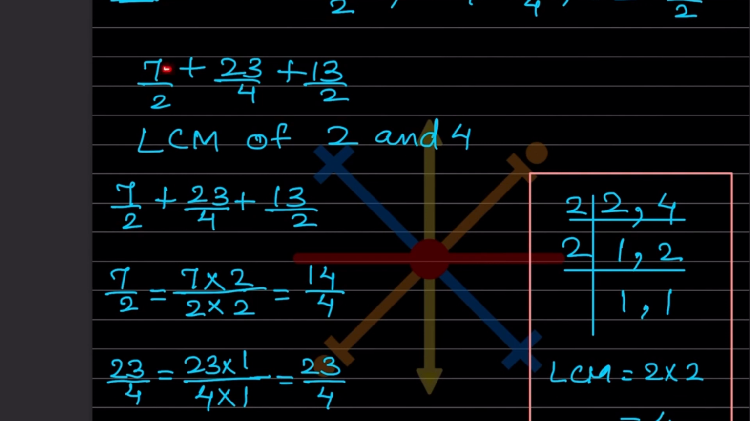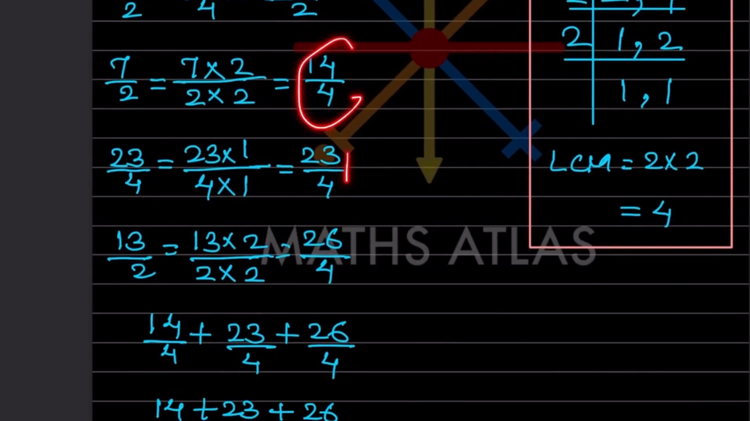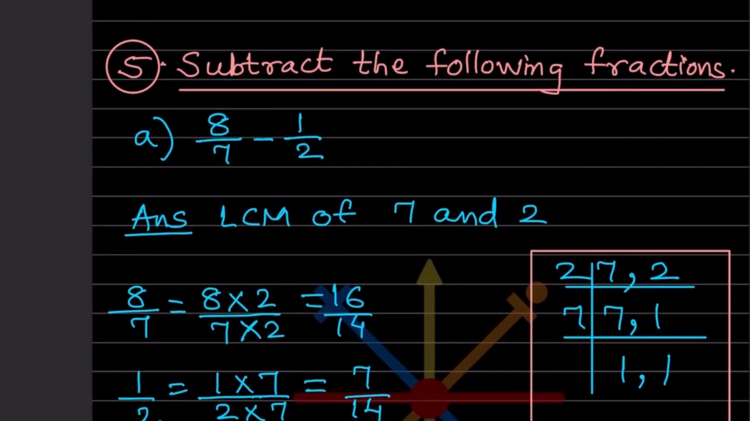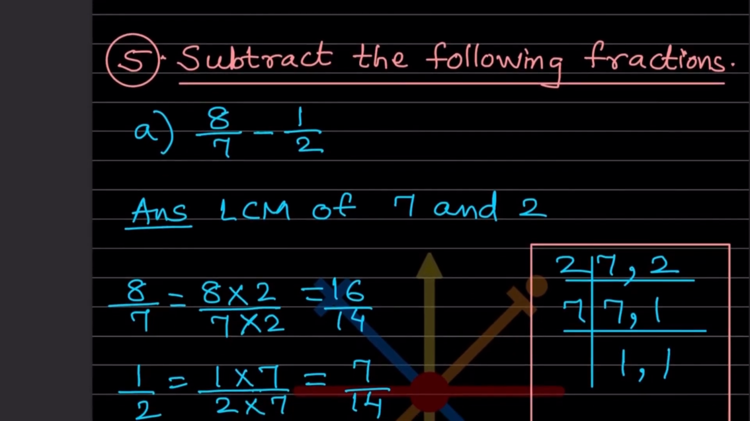That is 7 by 2, you will take and make it 4. 2 2s are 4. This is easy. And you have to add it. Now see over here, the only thing is instead of addition, that is subtraction. Rest all steps are the same.